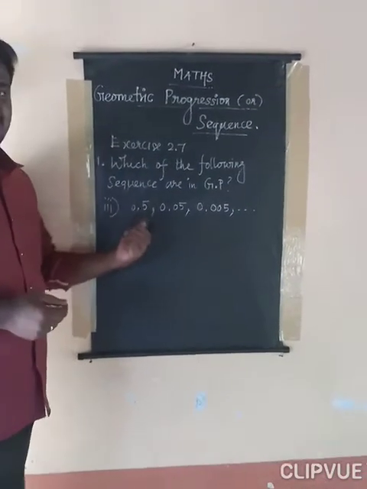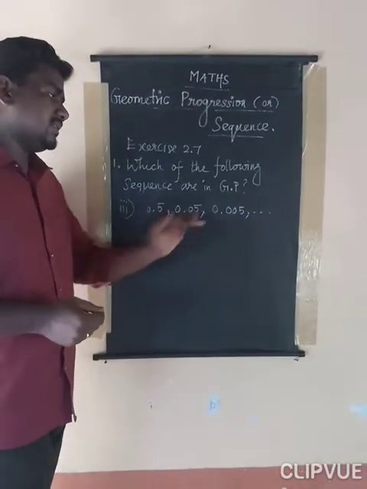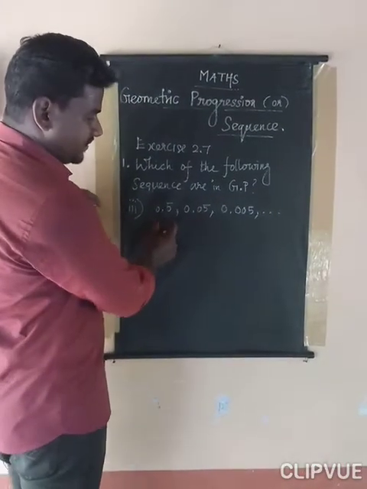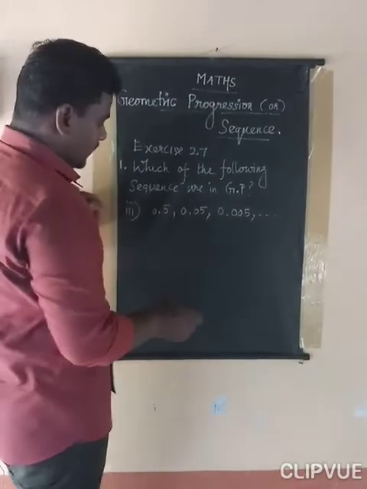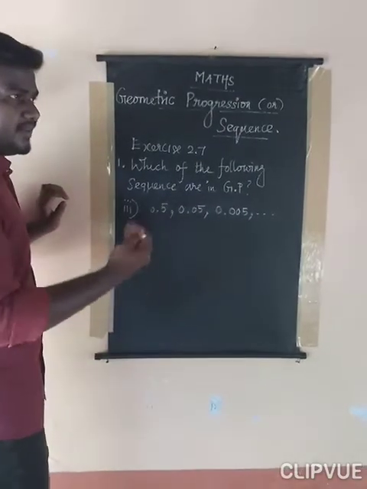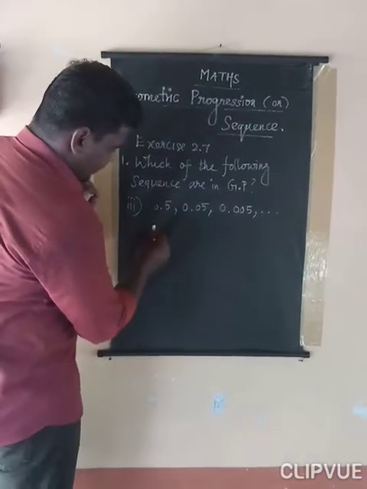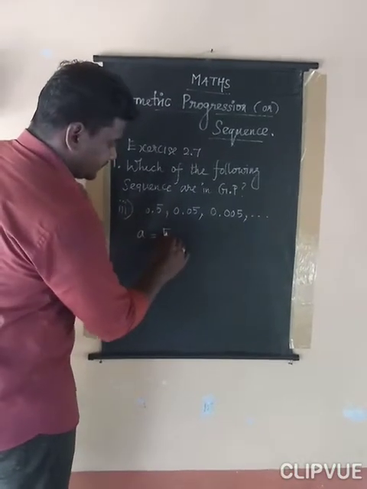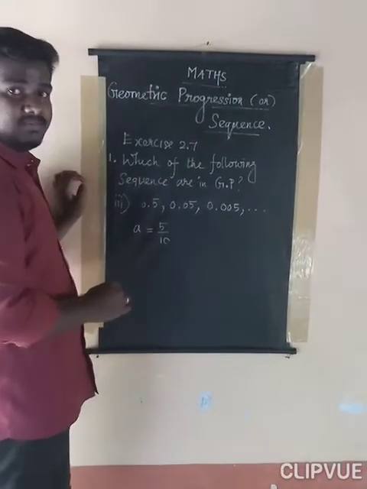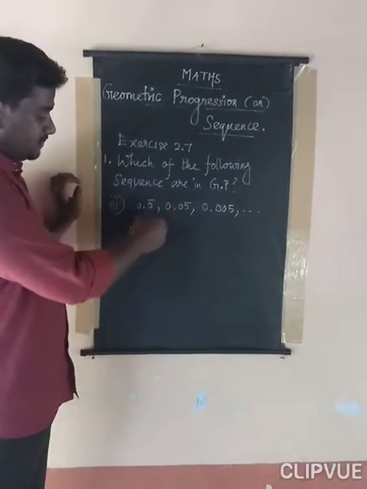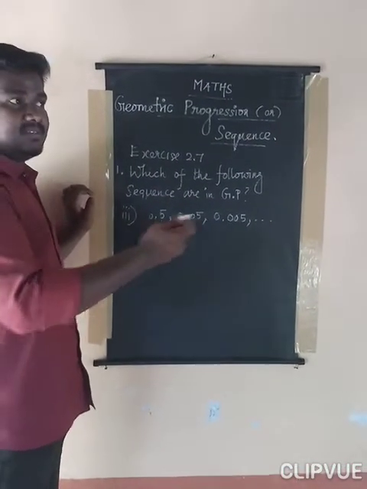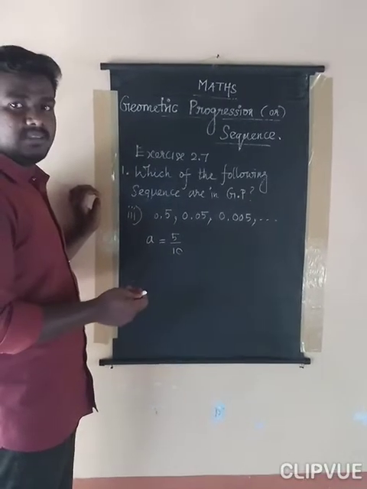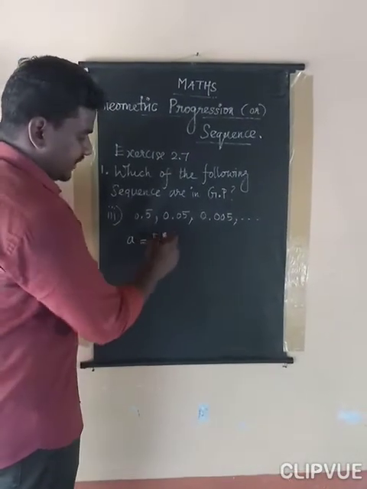First question, third subdivision. The question is 0.5, 0.05, 0.005, and so on. So the first term is 0.5, the second term, this is the third term. Now it is in decimal form. Better you write it in fraction form. So A is equal to 0.5, which can be written as 5 by 10. After the decimal, one digit means divide by 10. After the decimal, 2 places means divided by 100. 3 places means divided by 1000. So the first term can be written as 5 by 10.